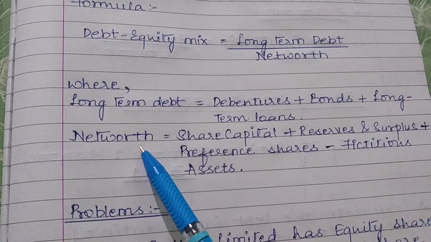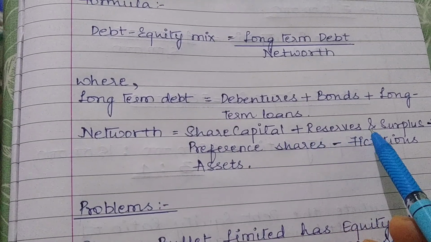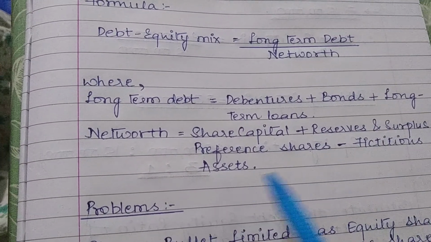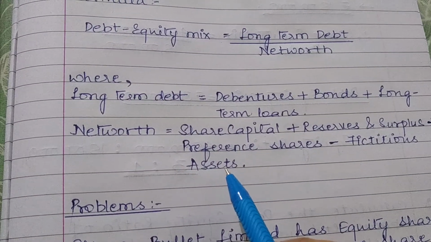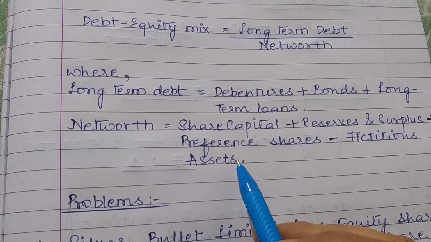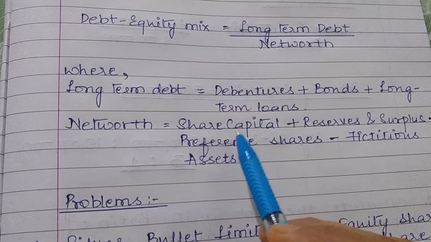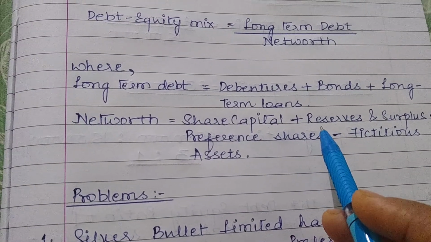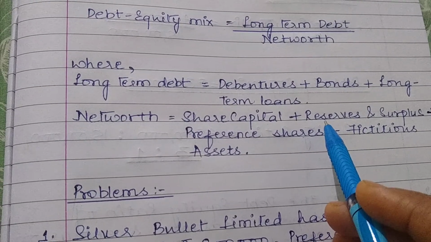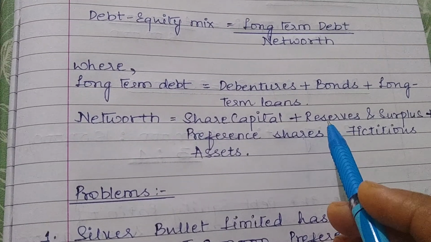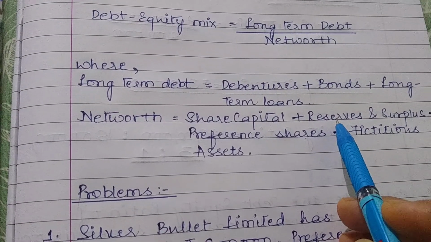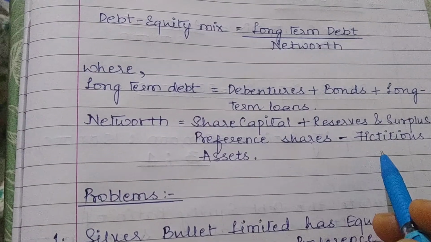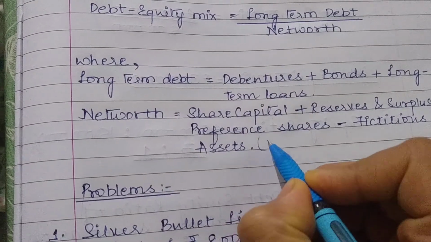Coming to the net worth, it is share capital plus reserves and surplus plus preference shares minus fictitious assets. Fictitious assets is also called miscellaneous expenses. Let me repeat. Share capital, reserves and surplus. Your reserves and surplus will include your general reserve, capital reserve, your profit and loss. These three items will come under your reserves and surplus. Preference shares minus your fictitious assets, which is also called miscellaneous expenses. Let me write it.